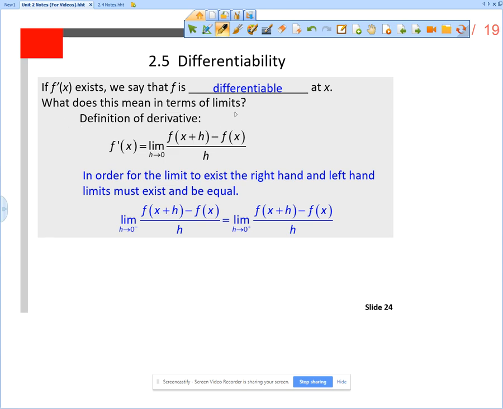So what does this mean in terms of limits? Remember, we defined the derivative as a limit. So remember, f prime of x equals the limit as h approaches 0 of f of x plus h minus f of x over h. Remember, this is the derivative at x. All right, but now we recall back from Unit 1 that in order for the limit to exist, the right hand and left hand limits must exist and be equal. So that means that the limit as h approaches 0 from the left must equal the limit as h approaches 0 from the right. So what does that really mean?